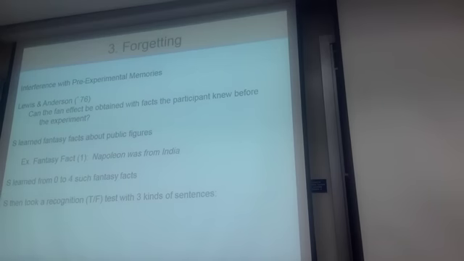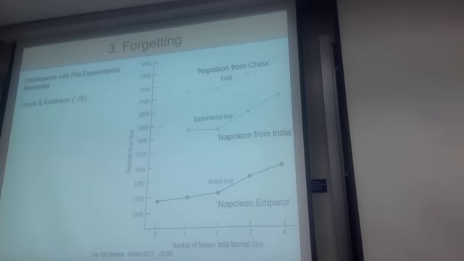And so they learned some of these fantasy facts, and then they took a recognition test and had to say true or false to 3 different kinds of sentences: ones that were these fantasy facts, ones that were actual facts, and things that were just totally false and hadn't been learned as fantasy facts. And so this is looking at their reaction time. So people were, on the whole, always faster at recognizing actual true facts, then experimentally true, and then false ones.